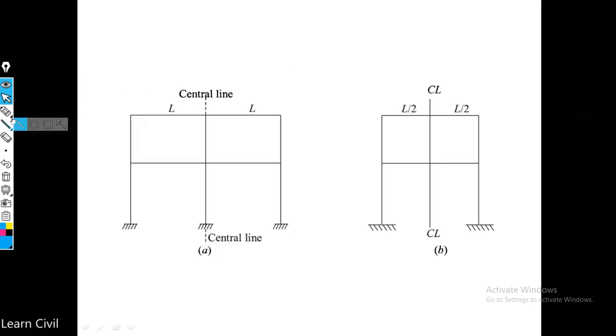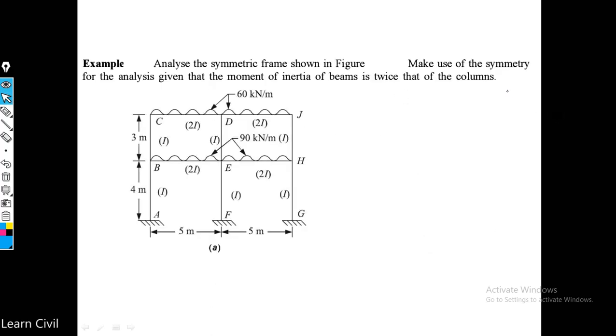This is an example of when the line of symmetry is passing through the column. You can see here a total of two bays, which means the total bays are even. Here you can see the line of symmetry is passing through the mid span of this beam, having a span of L meter. So these two types of problems can be analyzed by using Kani's method, considering the effect of symmetry. Okay, so this is our problem.